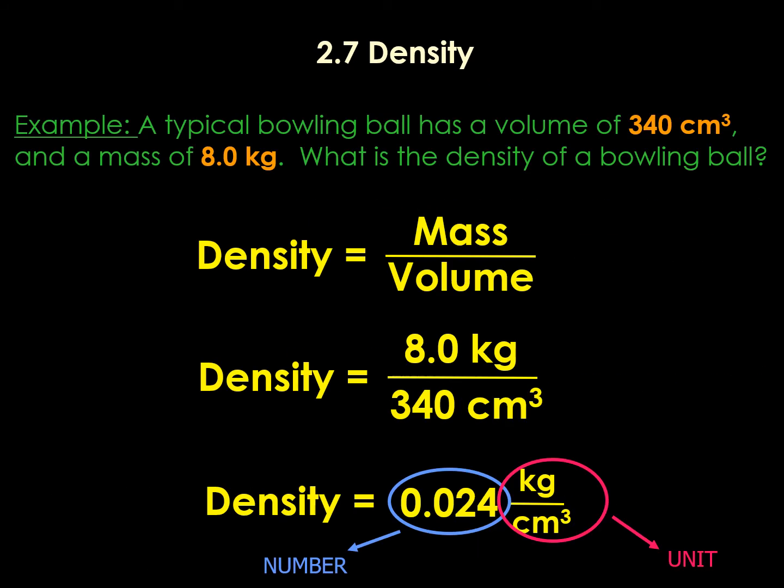So here's a typical question. A bowling ball has a volume of 340 centimeters cubed, and the mass is 8 kilograms. Always pay attention to the units. How would we find the density? It would be mass divided by volume. So we get 8 kilograms divided by 340 centimeters cubed.